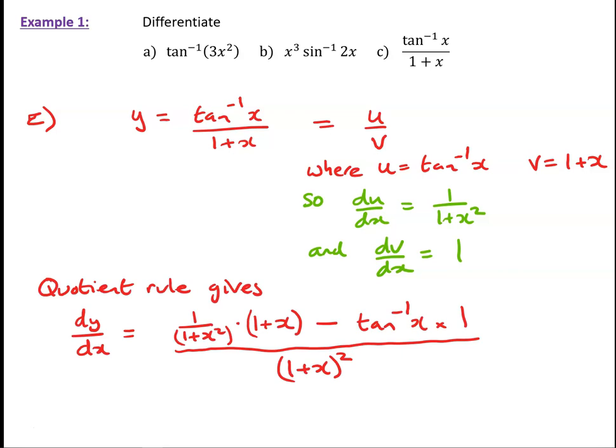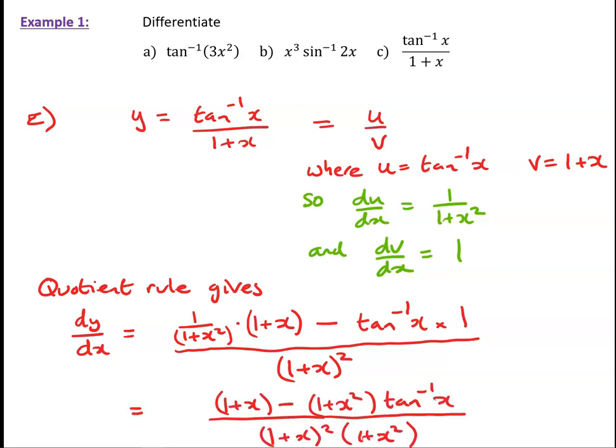So du by dx is 1 over 1 plus x squared times by v is 1 plus x minus u, tan to the minus 1 of x times by 1, all over 1 plus x all squared. That's the v squared. If we multiply the top and the bottom by 1 plus x squared, then we obtain 1 plus x minus 1 plus x squared times tan to the minus 1 of x, all divided by 1 plus x all squared times by 1 plus x squared.